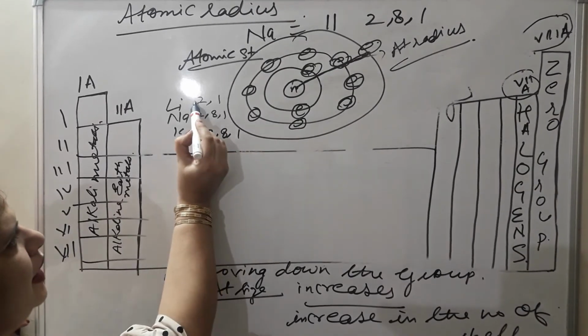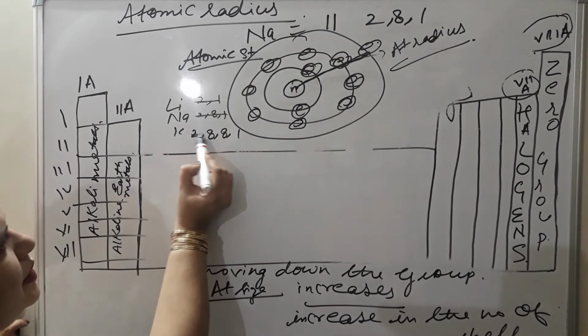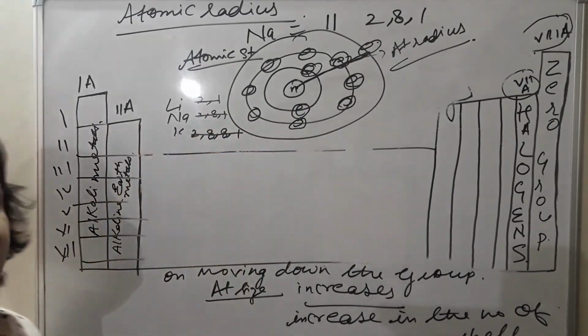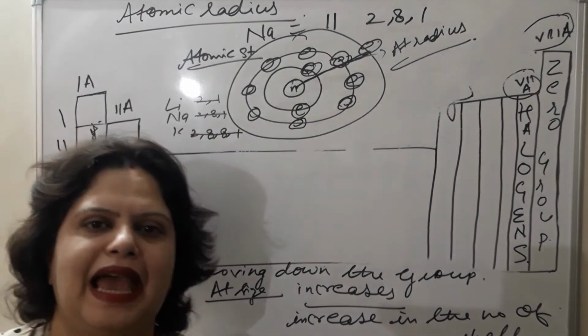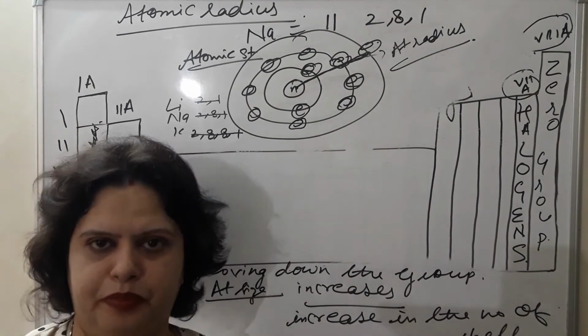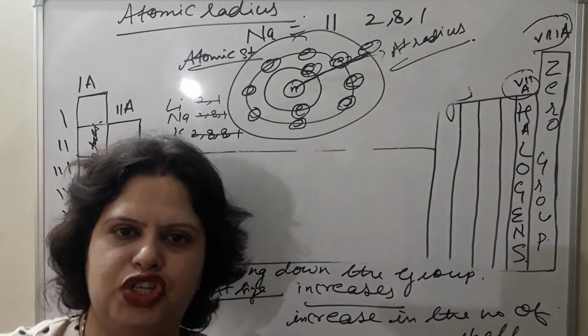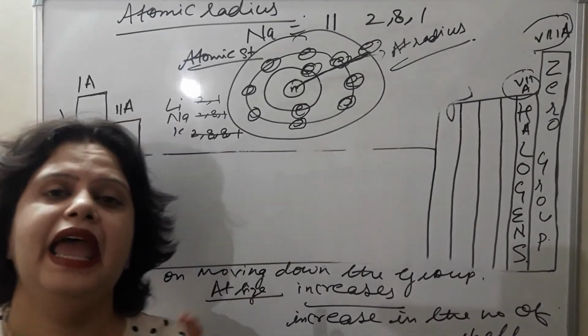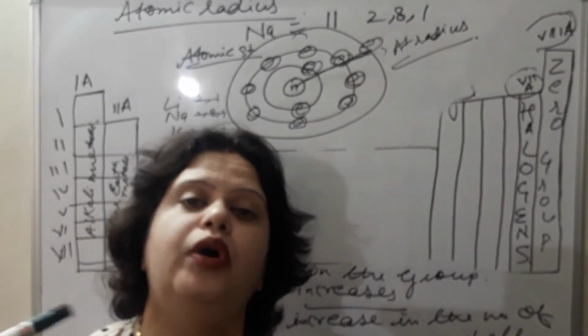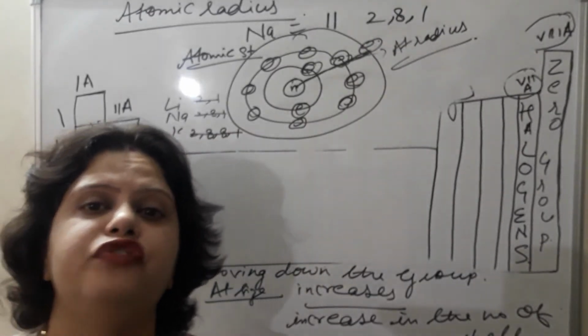Now you can see this distance increase, because the number of shells keeps on increasing. So atomic size increases down the group. जैसे हम ऊपर से नीचे आएंगे, जो atomic radius है elements के, it will increase. What is the reason? Due to the increase in the number of shells.